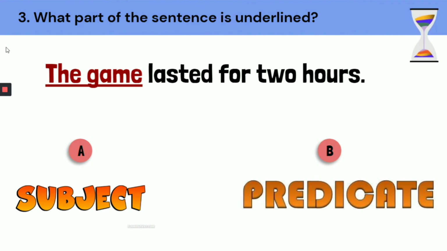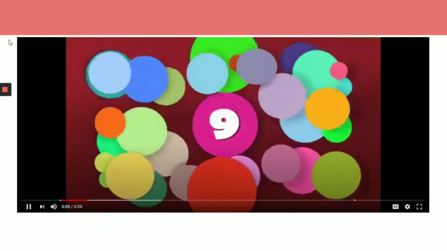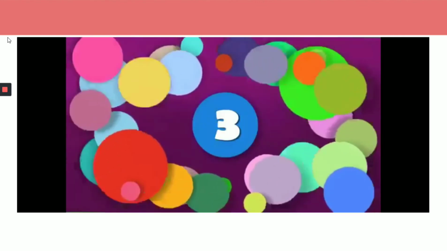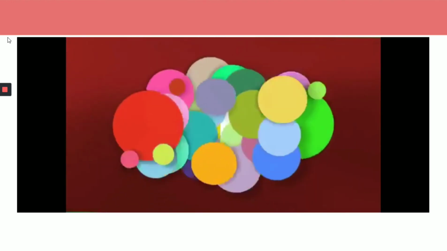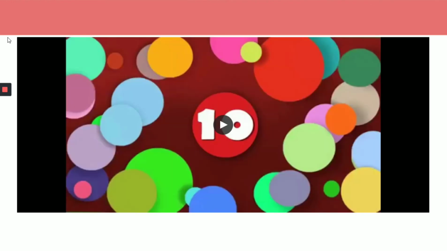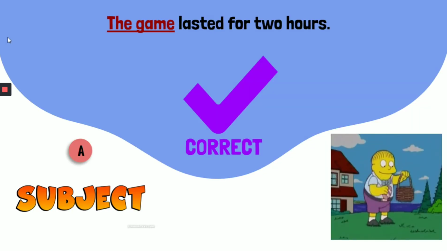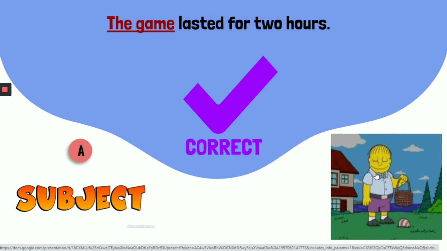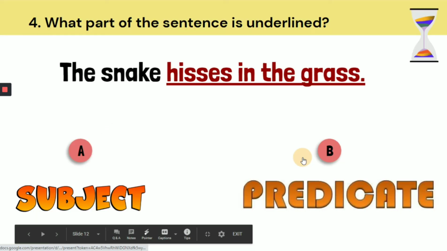What part of the sentence is underlined? The game lasted for 2 hours. The game is the underlined part of the sentence. Is it letter A, subject, or letter B, predicate? Timer starts now. Alright, time's up. The correct answer is letter A. The game is the complete subject in the sentence. Congratulations for getting your third golden egg. Let's go to question number 4.